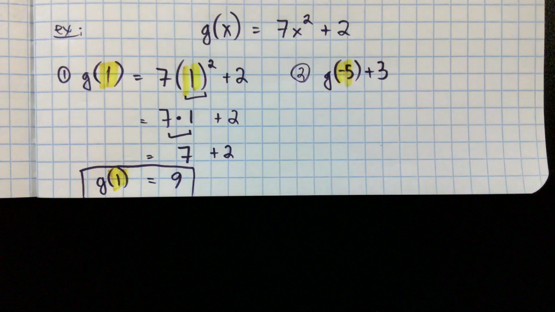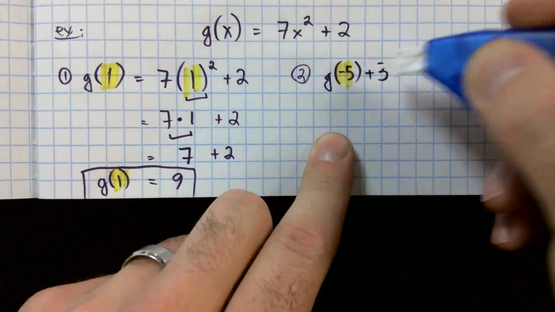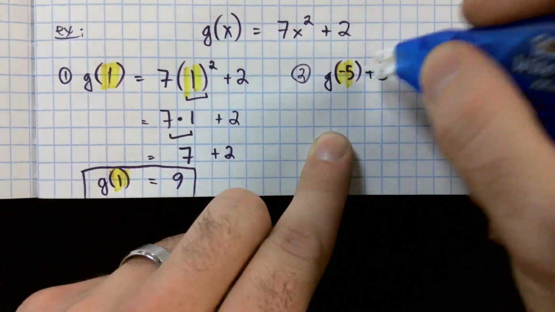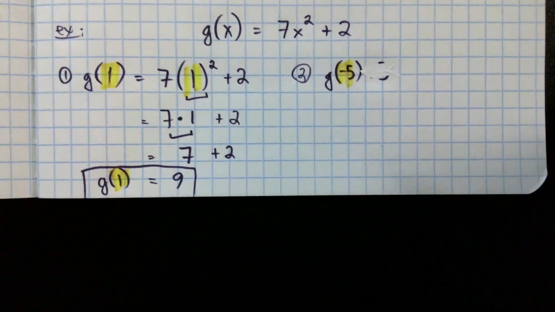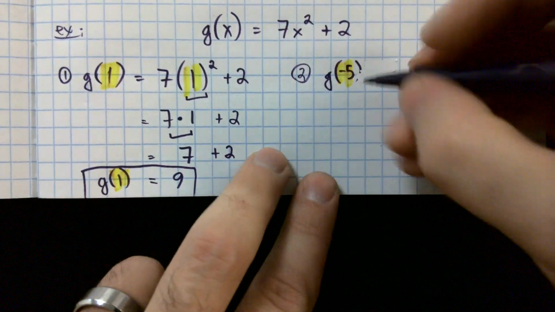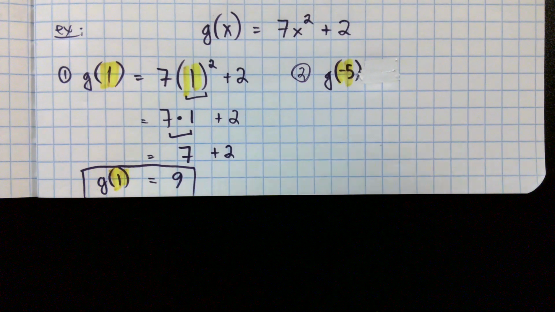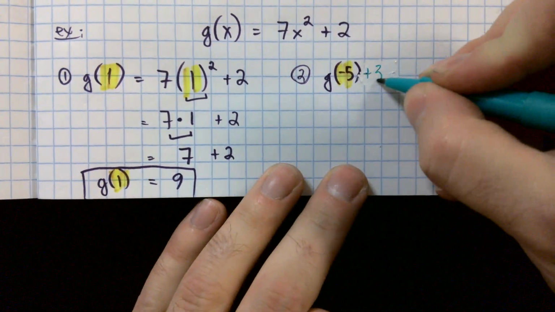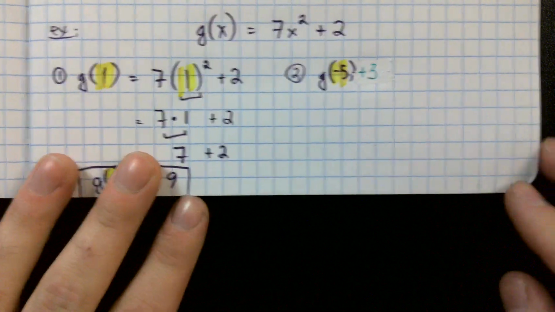Okay, it's all right. It's fine. Guys, just worry about yourselves, please. Justin, you said plus 3, right? Okay, cool. I want to do it in this different color. G of negative 5 plus 3.